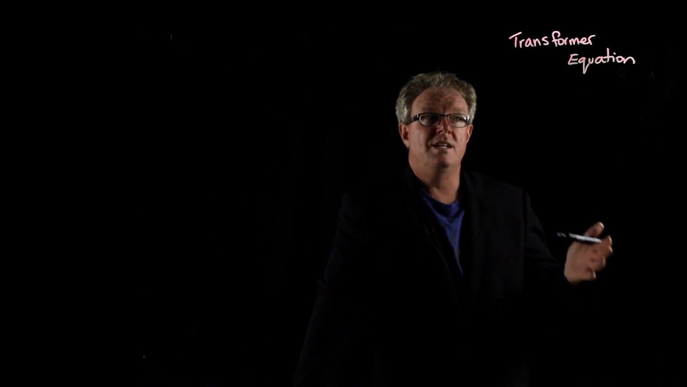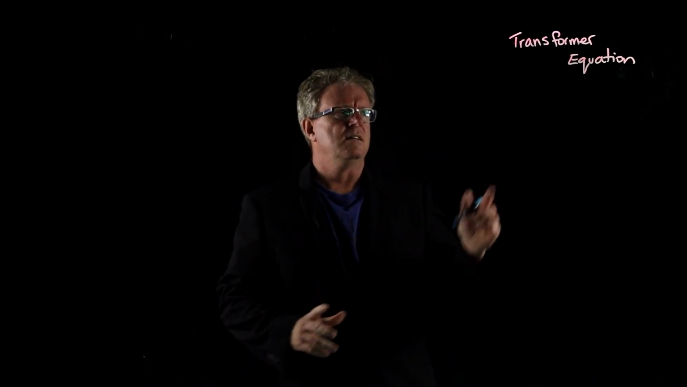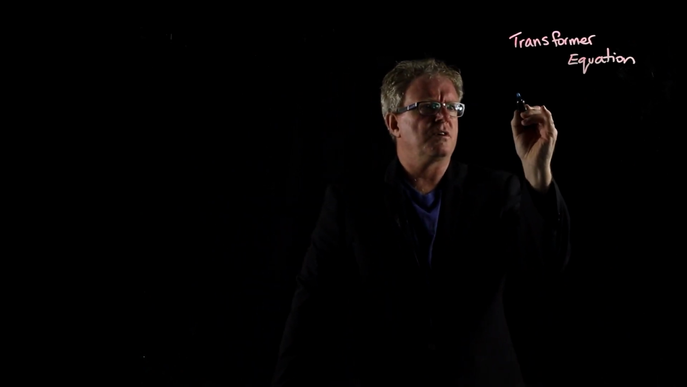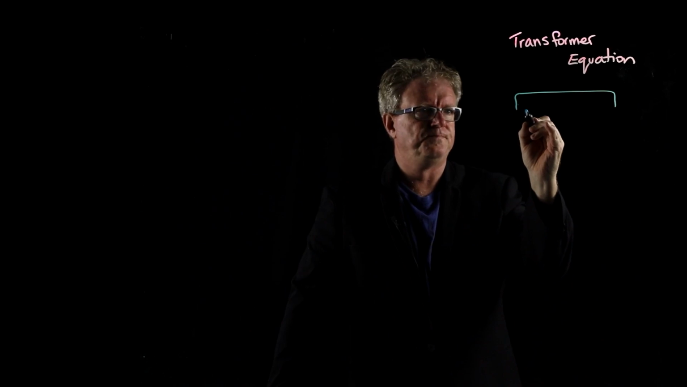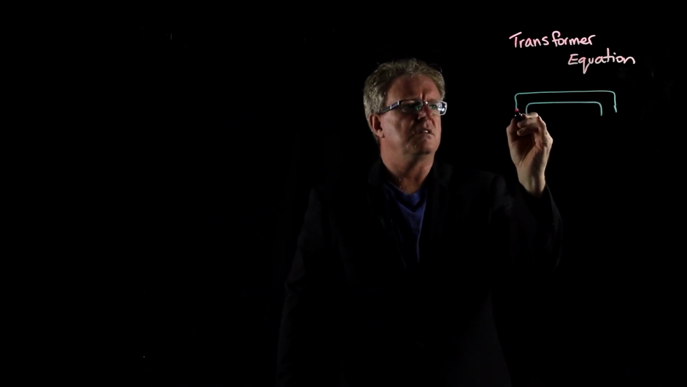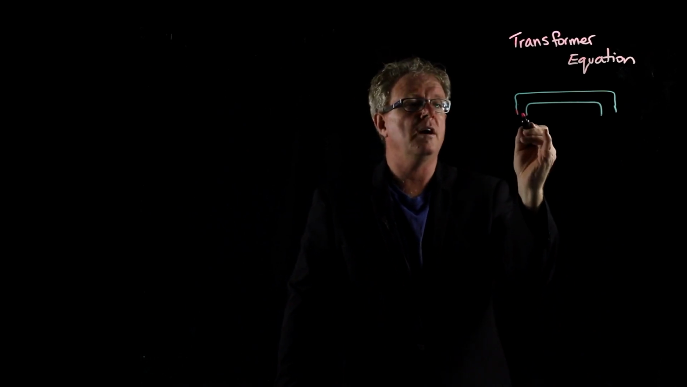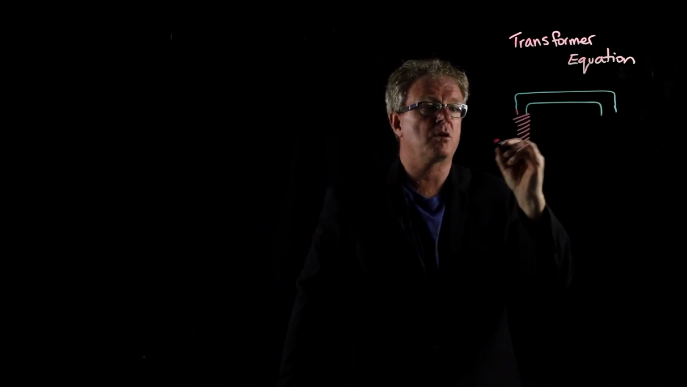Alright, welcome to the transformer equation video, where we're going to show you how we derive it. In the previous videos we've looked at what an ideal transformer is. We said it's made up of a core, a ferromagnetic core, and then we have some coils. So we have a primary coil.